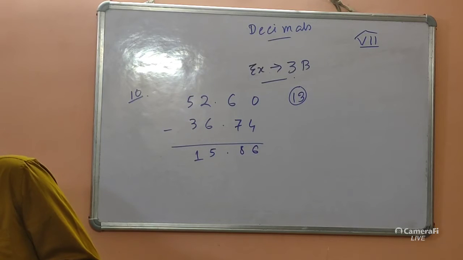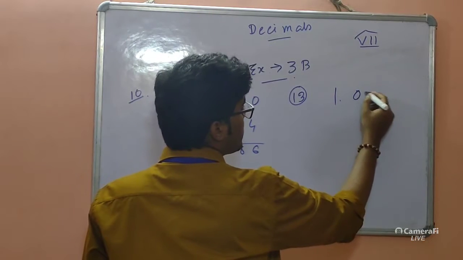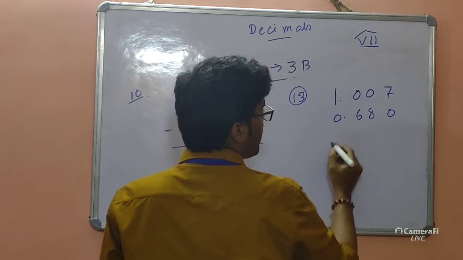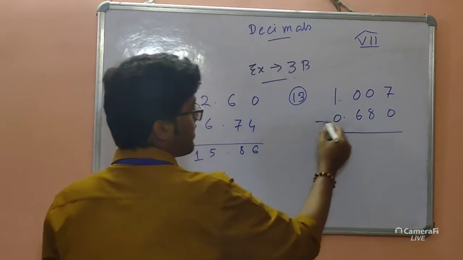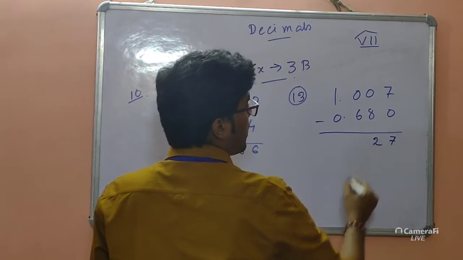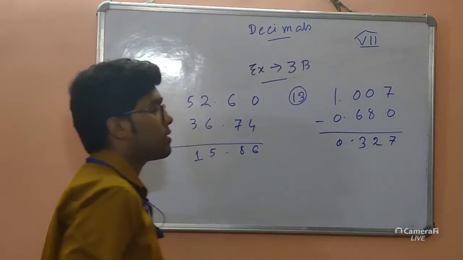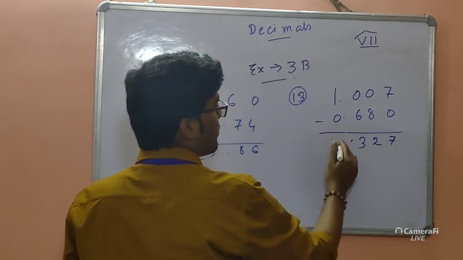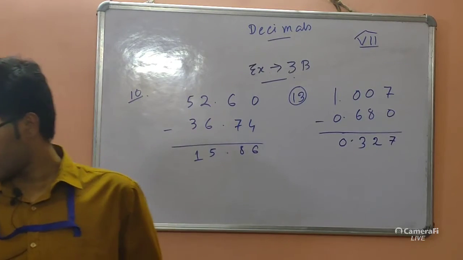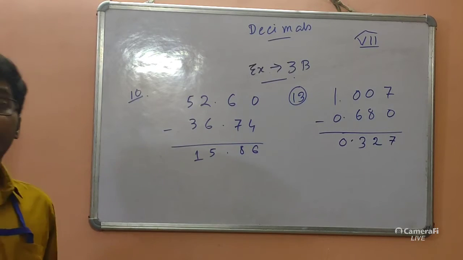Question says 0.68 from 1.007. So 1.007, then 0.68. Clear? Made them like decimal. Now subtract. Clear? So that is our answer, 0.327. Understood? Okay, let us move on and let us do question number 15.